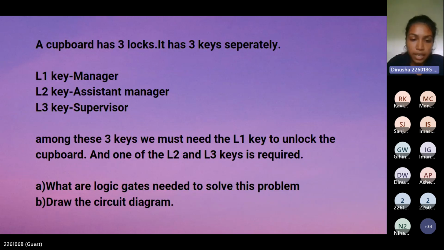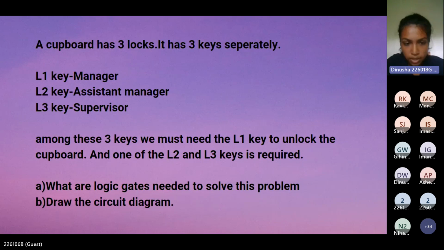So in here, they say one of the L2 and L3 keys is required. It doesn't say we must need both L2 and L3. We only need one of these 2 keys. So we can use the OR gate to solve this part.